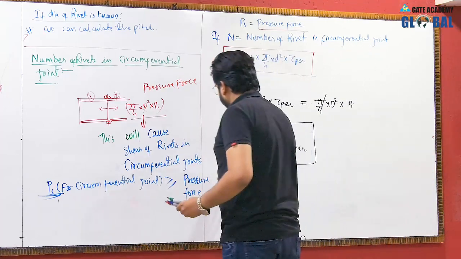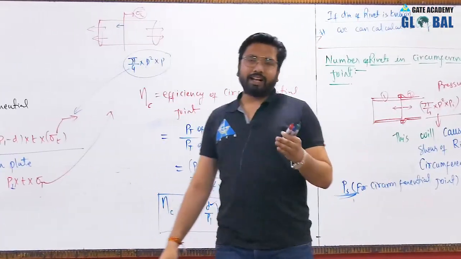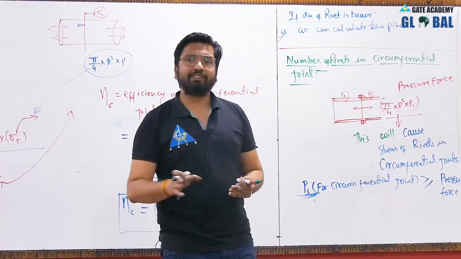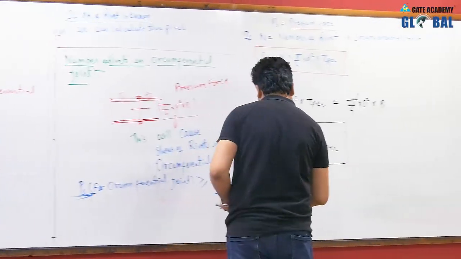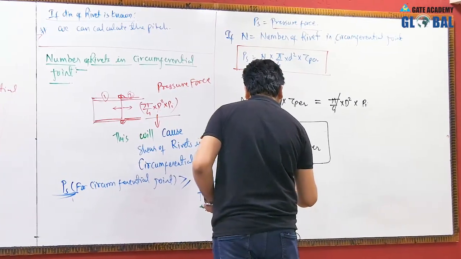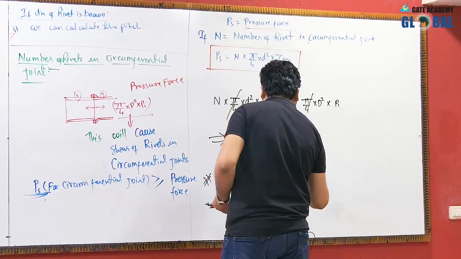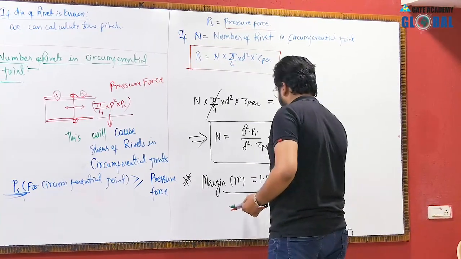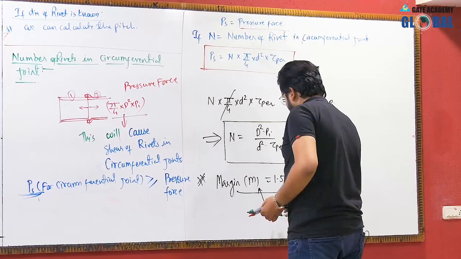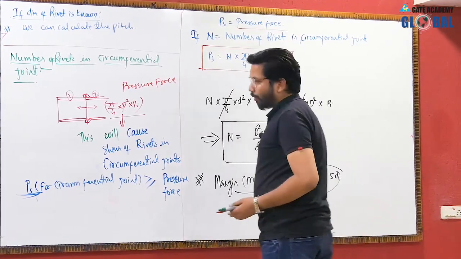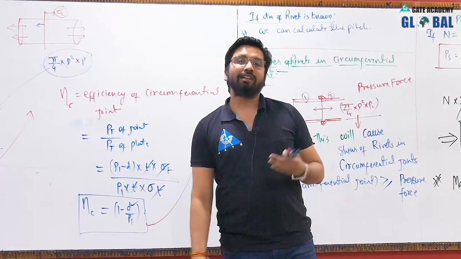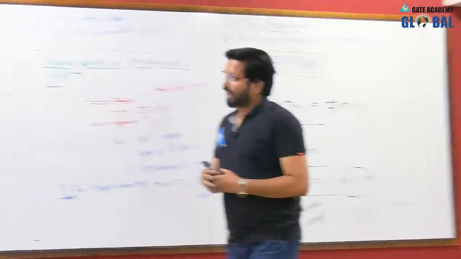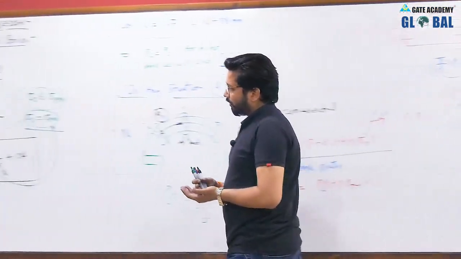Now, in order to avoid the shearing of the shell near the edge and the crushing of the shell near the edge, we must use a margin, and here the margin will be equal to 1.5 times the diameter. So this is the minimum value of margin. M may be higher than 1.5 times the diameter, but this is the minimum value, in order to avoid the shearing or the crushing of the shell near the circumferential joint. So this will be the design procedure for the lap joint, that is the circumferential joint in a boiler. Okay, thank you very much.